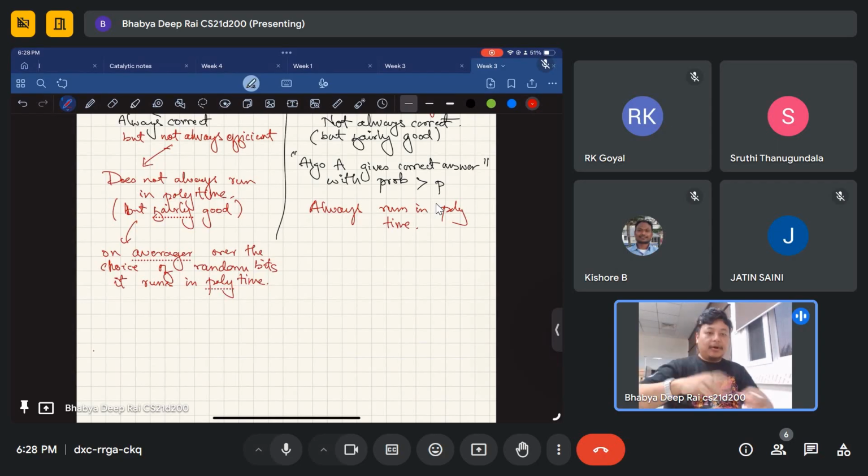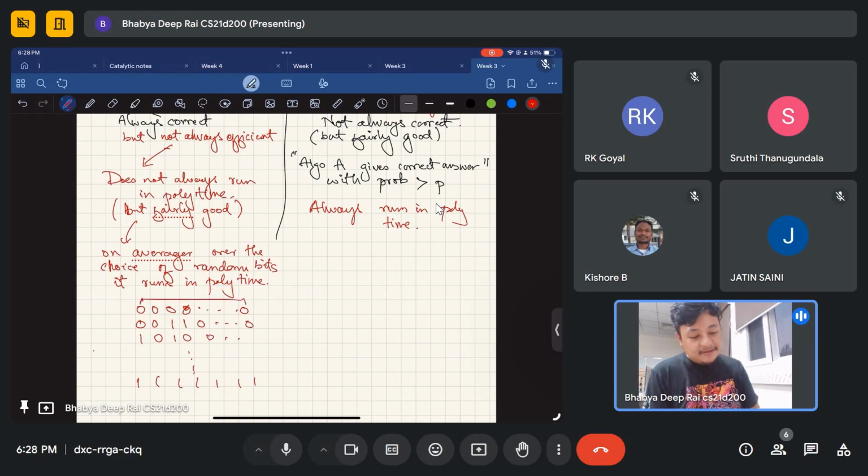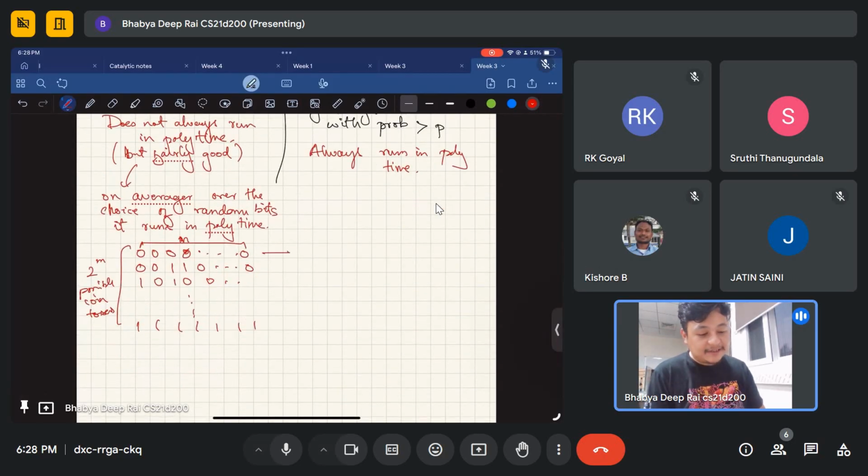Okay. So on average, you take all the possible coin tosses. This is the first set of coin tosses, all zeros. This is the second set of coin tosses, 0, 0, 1, 1, 0, and so on. And this is the third set, 1, 0, 1, 0, and so on. So how many are there? There are exponentially many. Let's say there are m random bits, and there are 2 to the m possible coin tosses. Let's say this one takes time n, this one takes time n square, this one takes time 2 to the n, and so on, and this coin toss sequence takes time n.